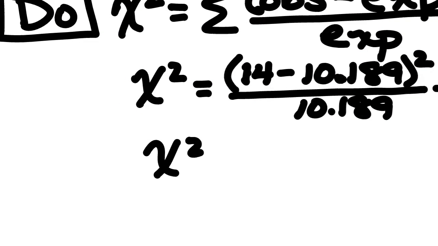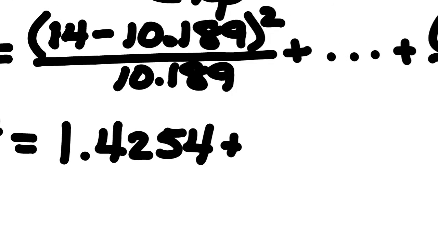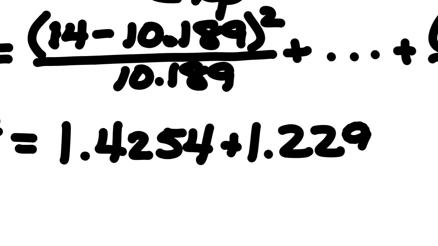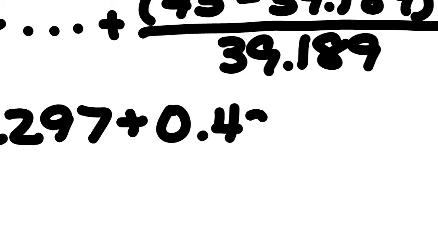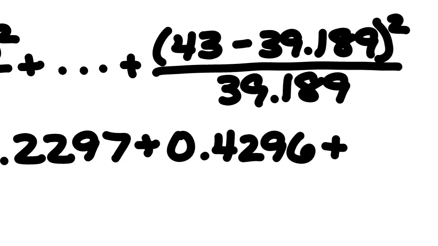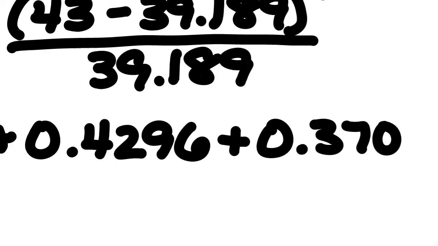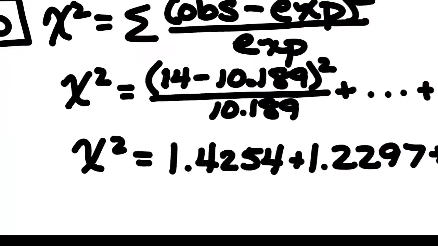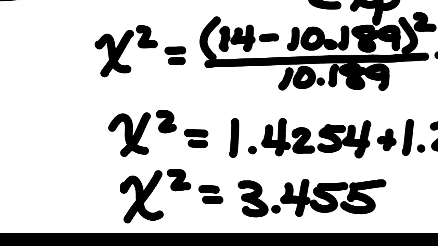So the components of my chi-square test statistic got 1.4254 plus 1.2297 plus 0.4296 plus 0.3706, for a total chi-square test statistic of 3.4553.